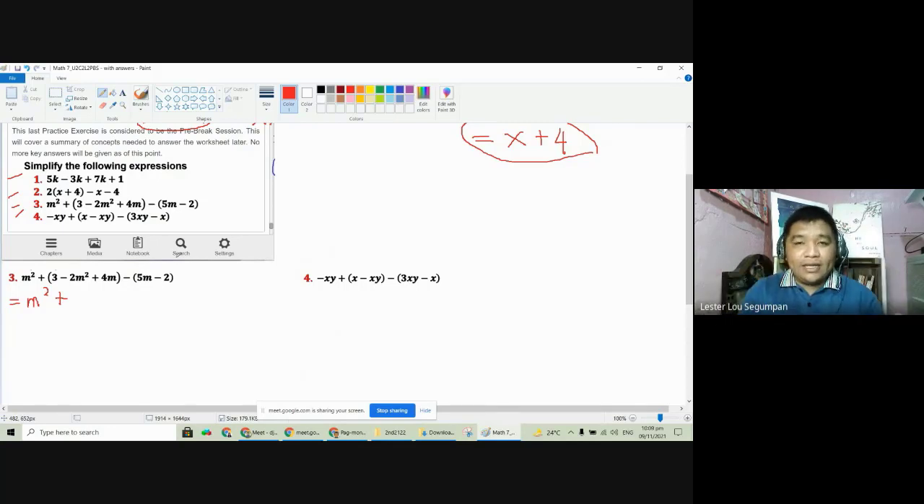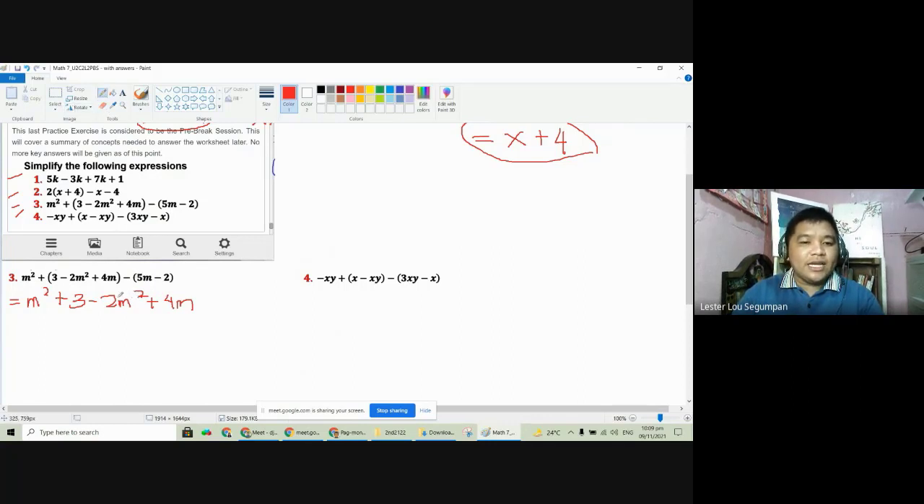The way you were thinking earlier is partially correct. You can remove the grouping symbol with no problem. So I'm removing the grouping symbol until here. I have 3 minus 2m squared and then plus 4m. That is the correct process when you have a grouping symbol preceded by a plus sign. So it's almost correct to what we did earlier.